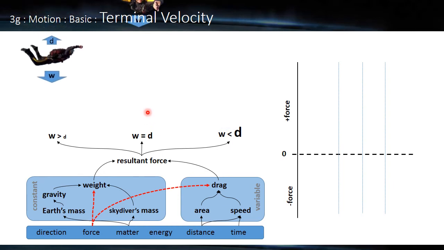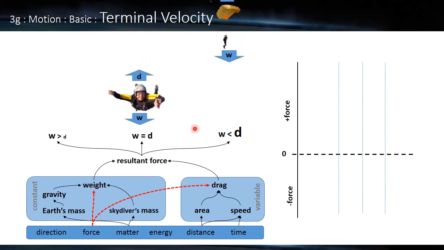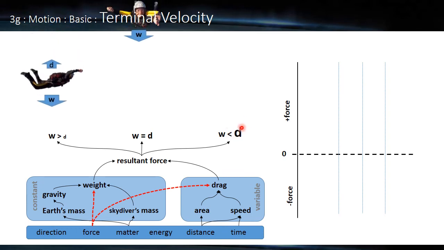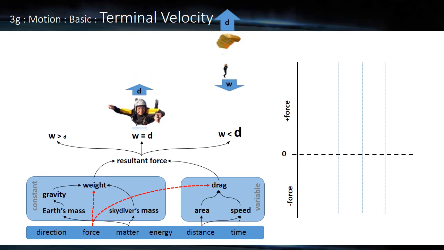We do not get the skydiver hanging in midair. And finally, when we open the parachute, we get the situation where the drag is bigger because the area is increased, and we get deceleration, and then we actually get a new terminal velocity.